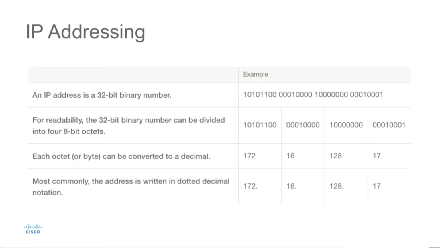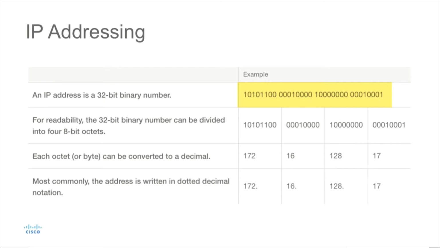So in this example, we have a 32-bit binary number. That number is 10101100, 0001, 0000, 1000, 0000, 0001, 0001. Now, saying that address is not easy. Remembering that is even more difficult.